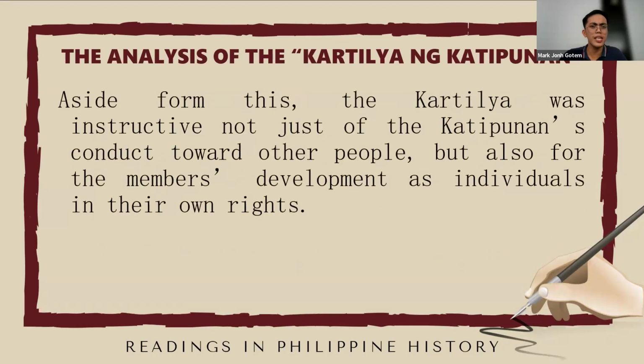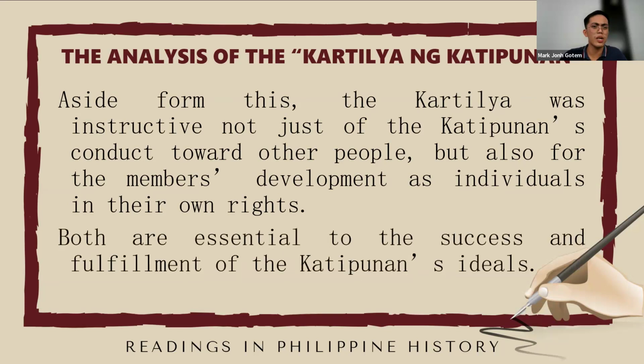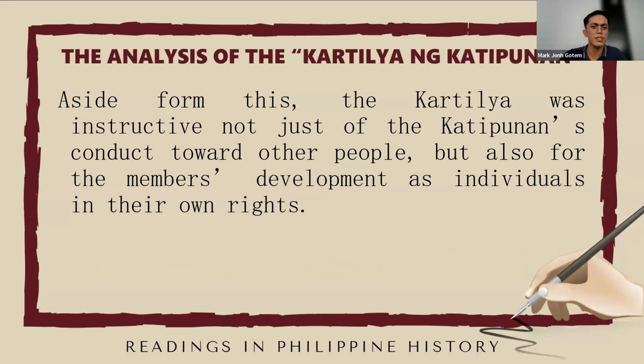Aside from this, the Kartilya was instructive not just of the Katipunan's conduct toward other people, but also for the members' development as individuals in their own rights. Di ba, ang Kartilya was divided into two groups of rules. Ang first group, katong 1 to 7, talk about the character development to be an upright individual.